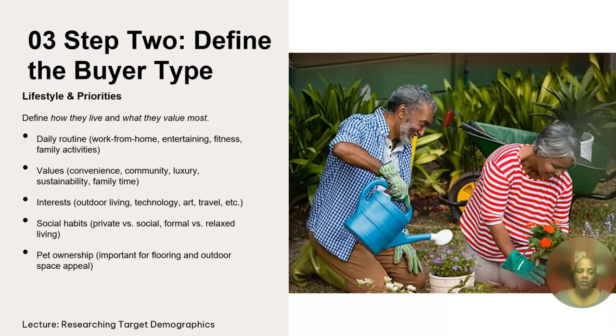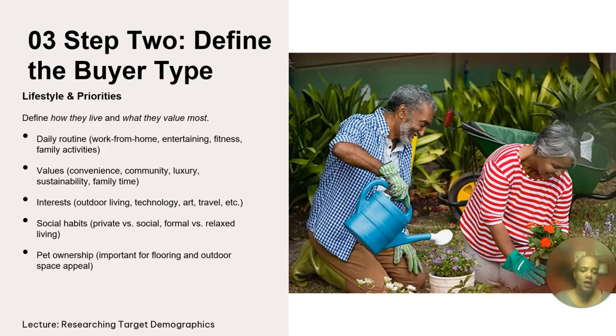So you want to think about their values. Do they value family time again, or are they out and about? If they're in the city, maybe, and this is a smaller apartment, maybe their values are less about family and being home and more about being like in the art scene in New York. Right. So you're again extrapolating some of this information. Their interests: outdoor living, technology, art, or travel.